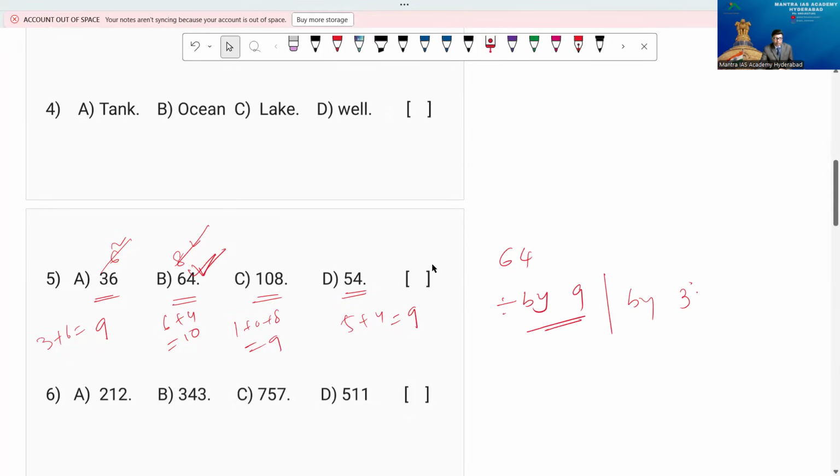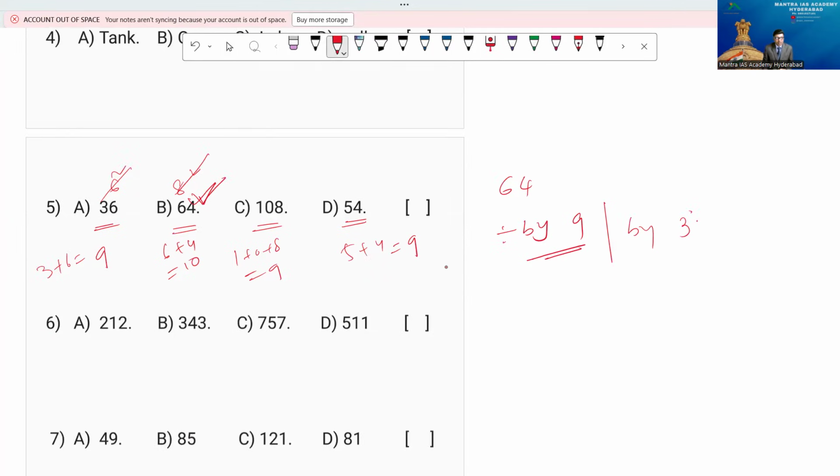Right? Now come to the point of the 6th question here. 212, 343, 757 and 511. So in this case, 212, 343, 757, 511, one is different. Simple, I don't want to waste your time now. See, the beginning and ending digits of these numbers are the same, whereas 5, 1 is there now. 5, 1, 5 means I'll be going another way. But the answer is 511.